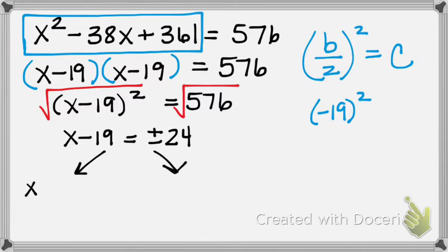Your first equation is x minus 19 equals positive 24. Solve that for x. And your second equation is x minus 19 equals negative 24. Go ahead and solve both of those equations. So this is how you use the square root property.